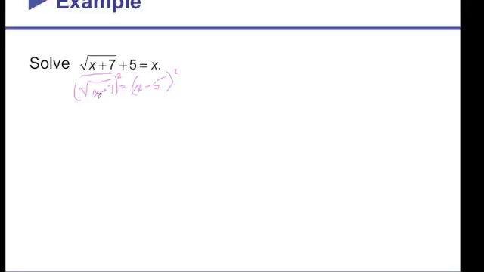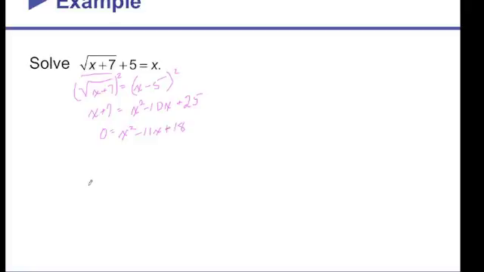So the square root of x plus 7, the quantity squared, just gives you x plus 7. But on this side, we've got x minus 5, the quantity squared, so we're squaring a binomial. Square the first term, x squared. Multiply them together would be negative 5x, double that, negative 10x, and square the last term, plus 25. Now I've got a quadratic equation. Get it on one side equal to 0: 0 equals x squared minus 11x plus 18.